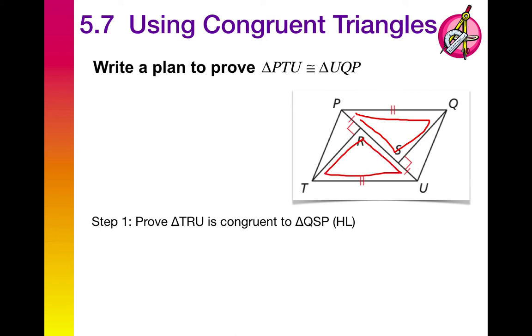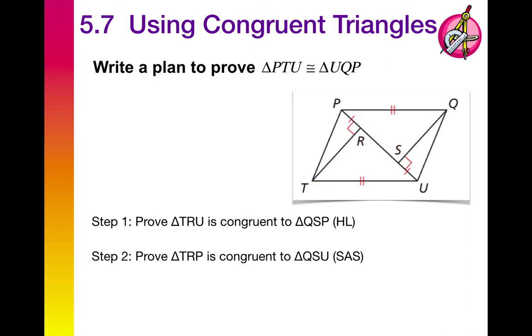And once we have that, then we know that this side is congruent to this side because of corresponding parts of congruent triangles are congruent. So now we have those two that are the same. So we have this congruent to this.